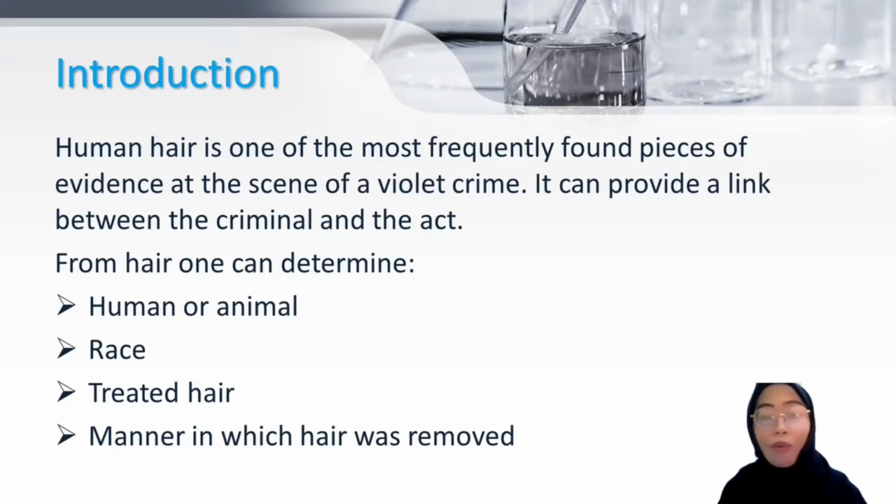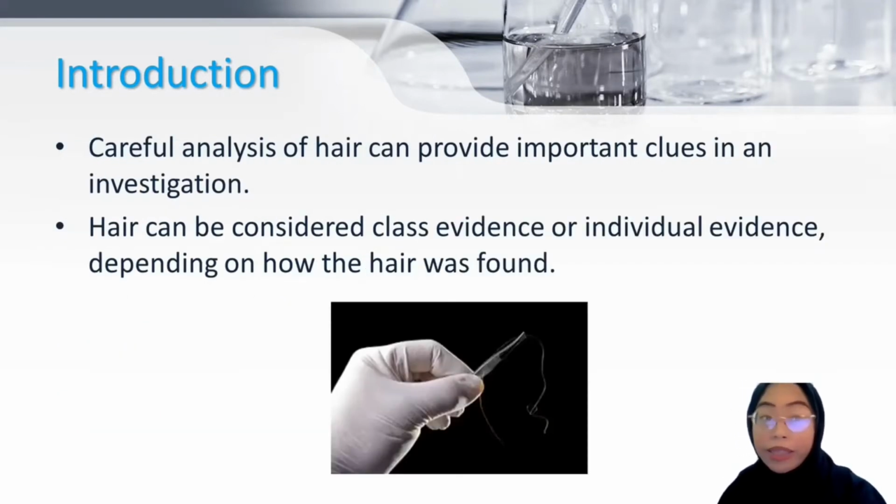From one's hair, it can be determined whether it is human or animal, and we can detect the species of origin using an optical light microscope. Other than that, we also can detect the race, the ethnicity of the person by the hair analysis. Therefore, analysis of hair must be carefully done so it can provide information which is crucial for investigation.